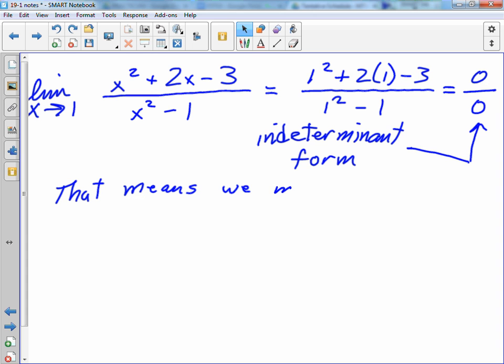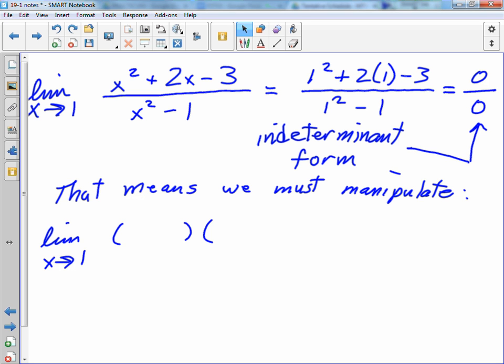That means we must manipulate, which is kind of violent, I know. That's fun, right? So this is the limit as x approaches 1 of, let's factor this. What do you get?